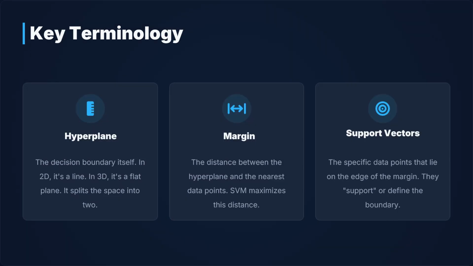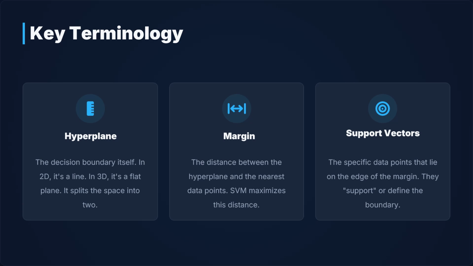To understand how SVM works, we need to know three key terminologies. First, hyperplane. This is the decision boundary itself. In 2D, it's a line, and in 3D, it's a plane. Then we have margin. This is the distance between the central line and those support vectors. Our goal is always to maximize this distance.